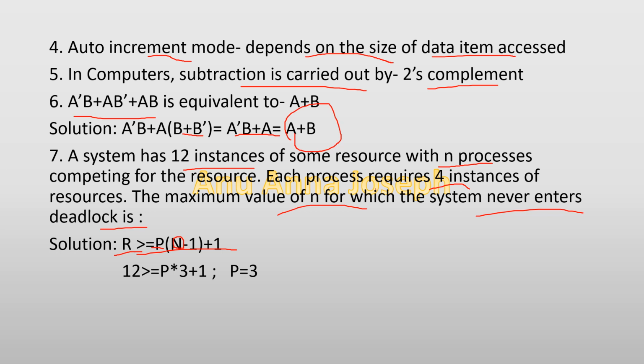If it is 4, then 4 into 3 plus 1 is 13, so the chance of deadlock is there. So the answer is P equal to 3.